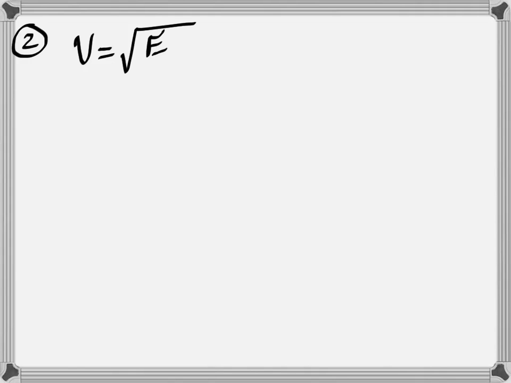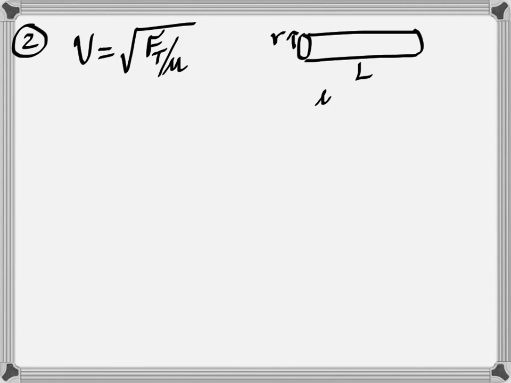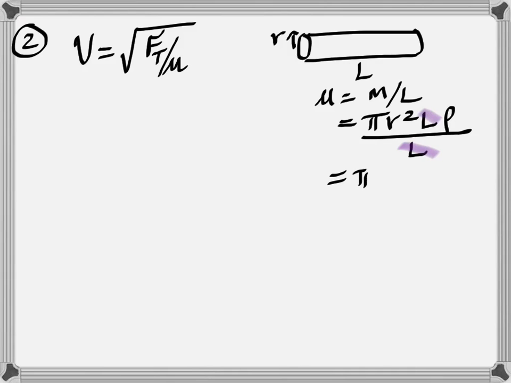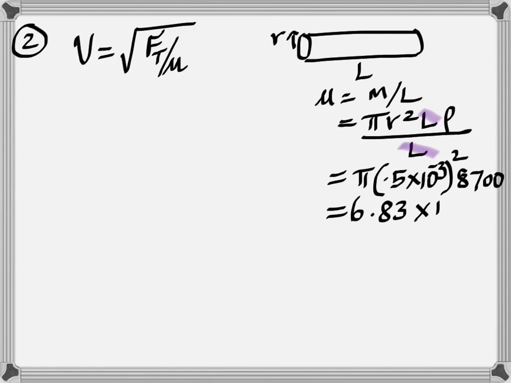All right, second question. Velocity is square root of FT by mu again. I already told you this, but I'm writing it again, that linear density is pi r squared times rho. So when you plug all that in, you get pi times the radius, 0.5 times 10 to the negative 3, because you have to change it into meters, isn't it? Pi r squared times the density. You get that as mu, and the unit is kilogram per meter, because it's the mass of 1 meter.